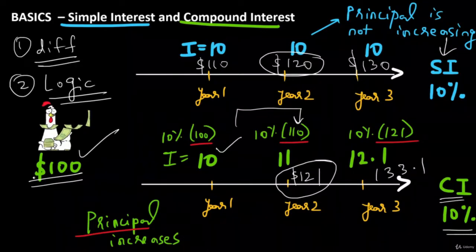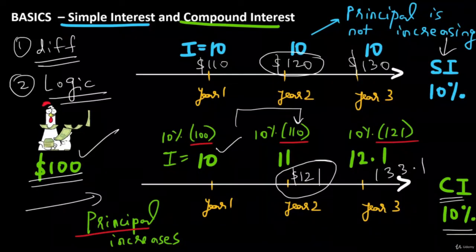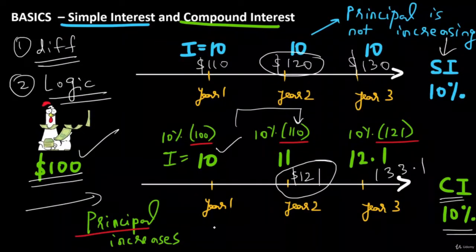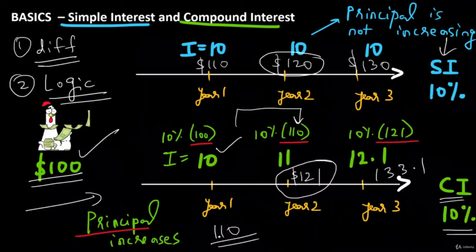Now, what's the logic behind this, right? So why is the interest being calculated on 110 over here and not on $100? Let's try to think about that. Over here, if Hen were to get his money back at the end of year 1, he could have got $110, right? That's as per simple interest and compound interest. So we have seen that it does not change for 1 year. So he could have got back $110 at the end of year 1.